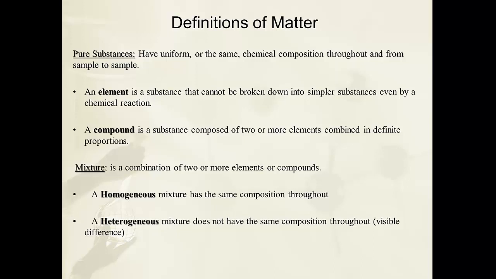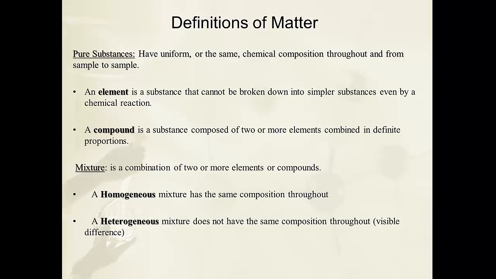A compound is a bit different. A compound is a substance that's composed of two or more elements combined in definite proportion. For example, sucrose, our table sugar, is a compound. It's not an element. It doesn't appear on the periodic table. It's made of elements that are connected together. We'll discuss covalent bonds later on, but all you need to know for now is that it's connected together.